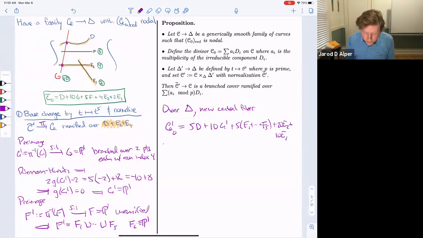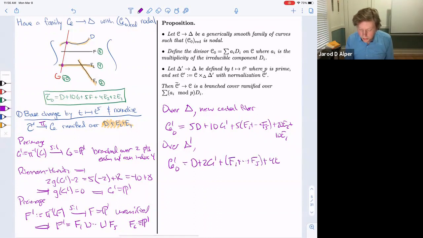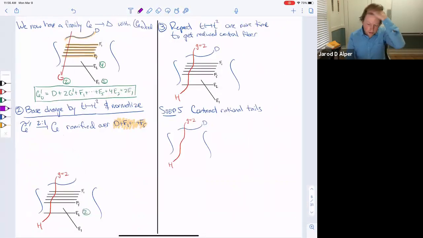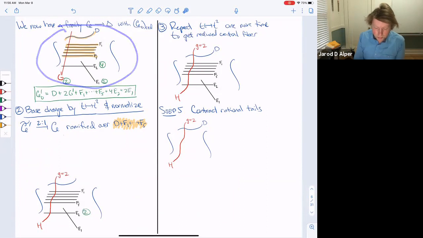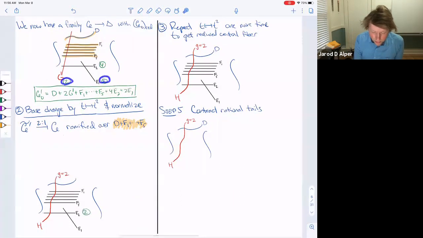But this was over delta. If we compute this over delta prime, I just divide everything by 5. I get D plus 2 G prime plus the sum of these plus 4 E2 plus 2 E1. So the upshot is that we've decreased some of the multiplicities. And so now we're in this picture, where we have a family where the reduced central fiber is still nodal, and it looks like this, where the only multiplicities we have are at G prime, E1, and E2.